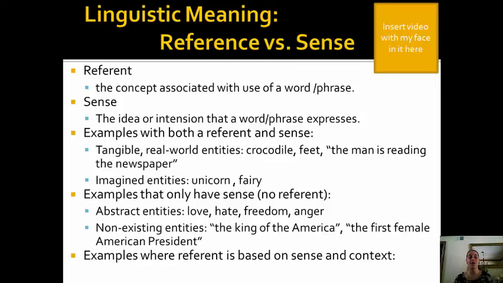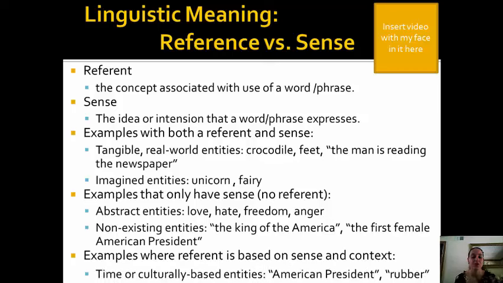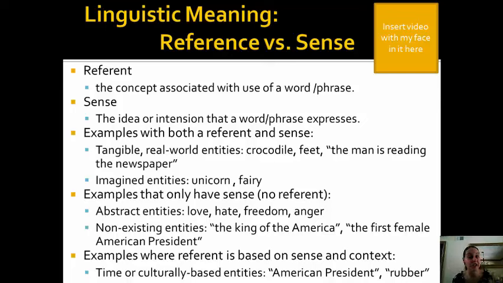There are also examples of phrases or words where the referent is based on the sense. The referent is based on sense and context. So if you think about the word American president, if I say American president right now, we all think of Barack Obama because that is who the president is right now. But when the election starts again and somebody new is voted into the White House, our reference is going to change when I say American president, right? Just as it would if I was asking you in 1993, right? The American president, that reference would be different.